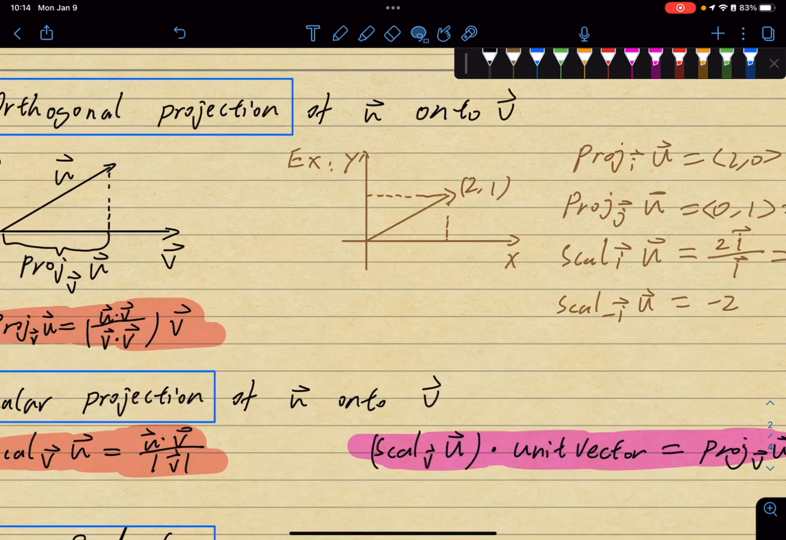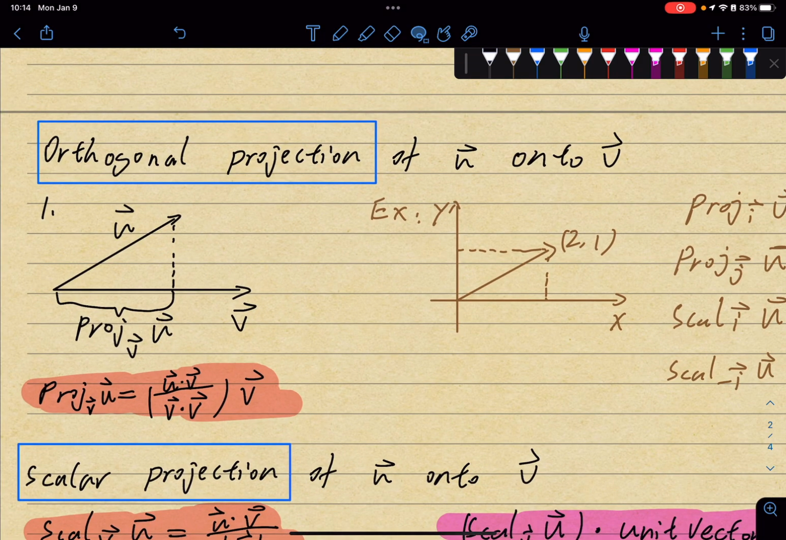So orthogonal projection is essentially projecting a vector onto another vector. For example, we have a vector u right here and a vector v right here. If we project u onto v, let's say I shine a parallel light source onto it, the projection of u onto v is literally the shadow of u. Or alternatively, you can think of it as how much of v does u have in the v direction.